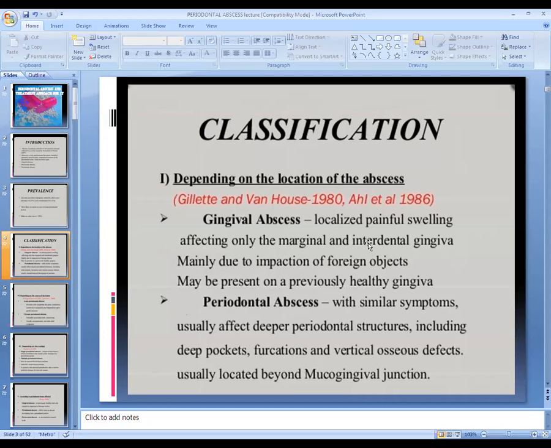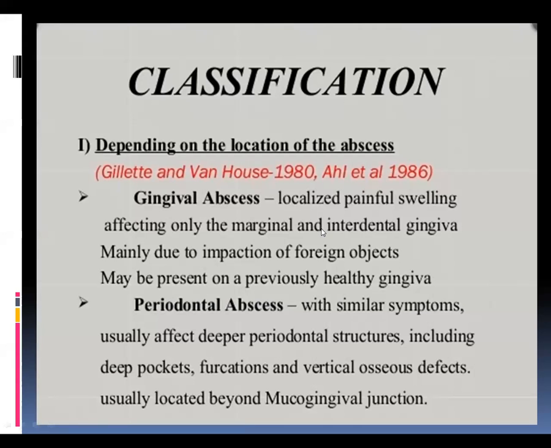Classification of periodontal abscess. Depending on the location of the abscess, it is classified as a gingival abscess and a periodontal abscess. The gingival abscess is a localized painful swelling affecting only the marginal and the interdental gingiva, mainly due to the impaction of foreign objects. It may be present on previously healthy gingiva. The periodontal abscess, with similar symptoms, usually affects the deeper periodontal structures, including the deep pockets, perforations, and the vertical osseous defects, and is usually located beyond the mucogingival junction.